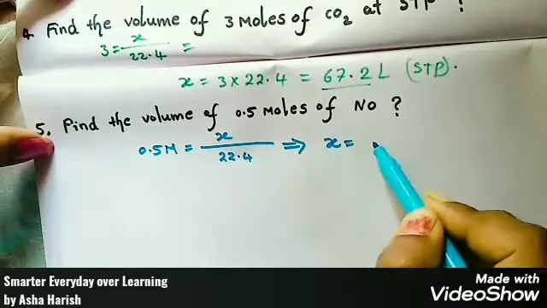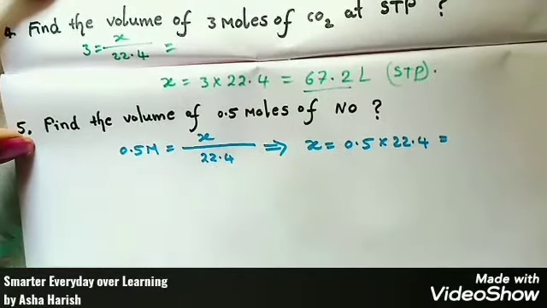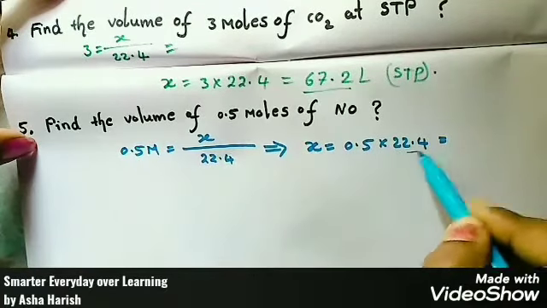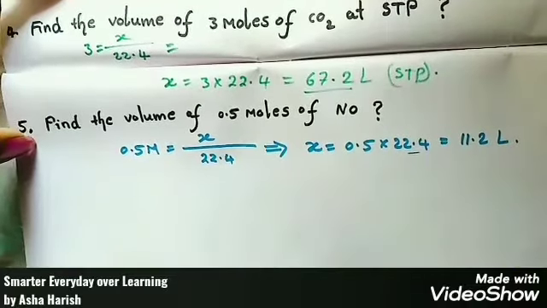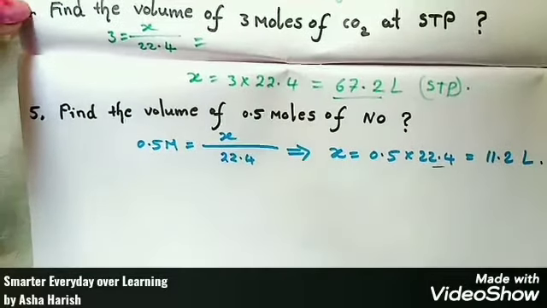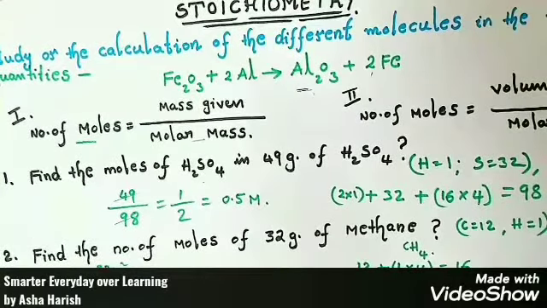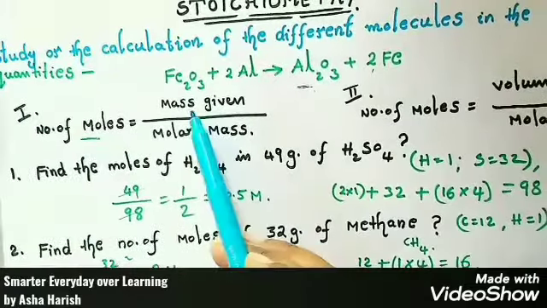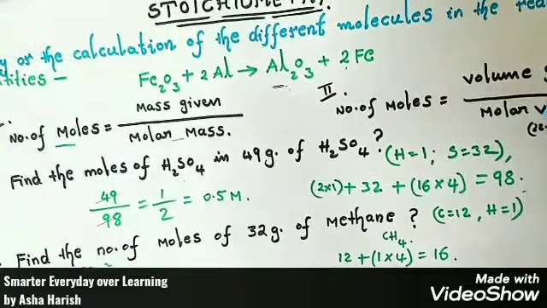Then x is equal to 0.5 into 22.4. You should multiply this, then you should get the final answer. If you divide by 2 simply, then 11.2 liters. This is the answer for this. Students, this is about using these two formulae. You have to find out the number of moles when they are giving the mass and when they are giving the volume. So students, I hope you understood.